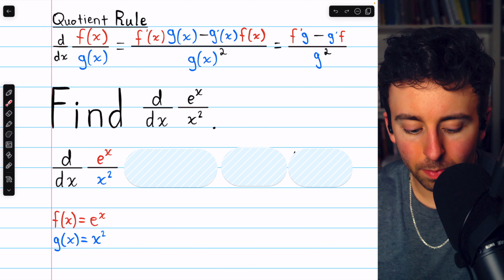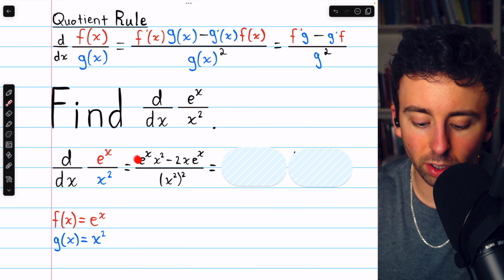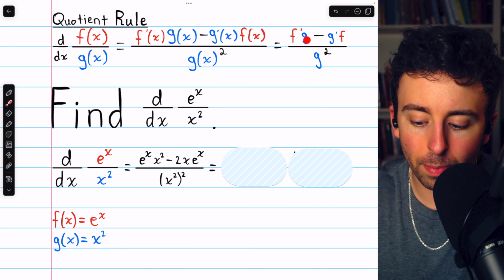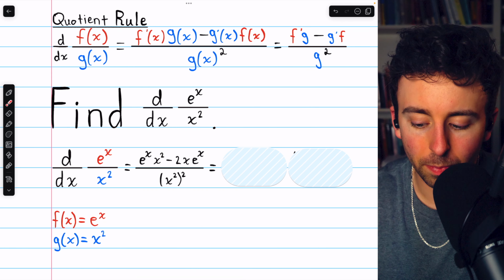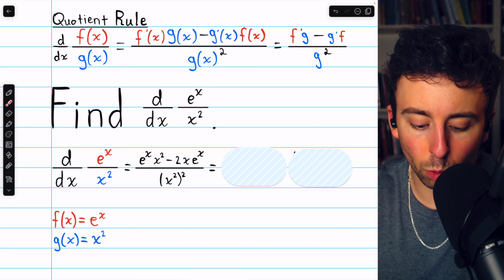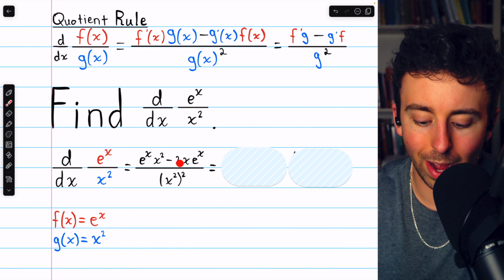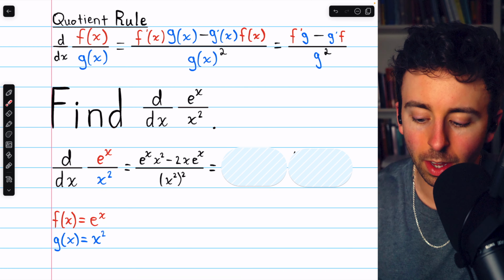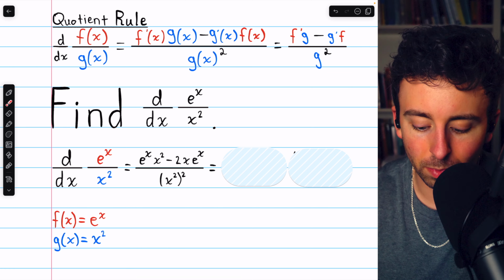f prime g, that's going to be the derivative of e to the x, which is just e to the x, multiplied by g, the function in the denominator, so x squared. And then minus g prime f. g prime is the derivative of the function in the denominator. The derivative of x squared is 2x, so that's minus g prime, and then we have to multiply by f. f is the function in the numerator, e to the x.